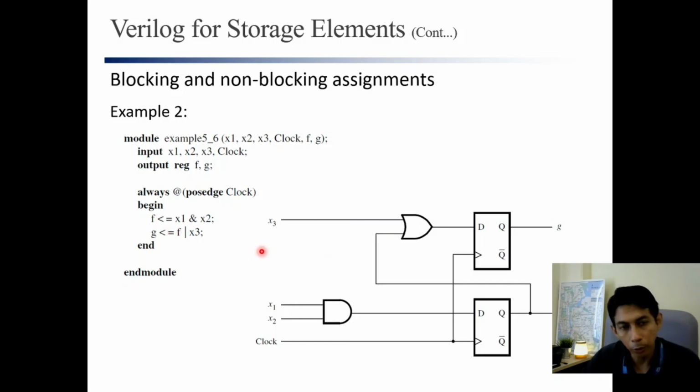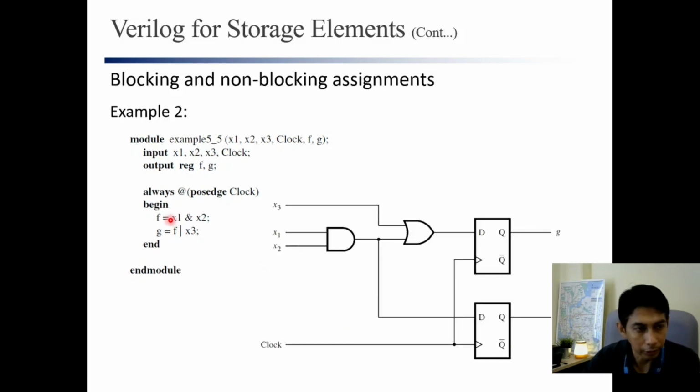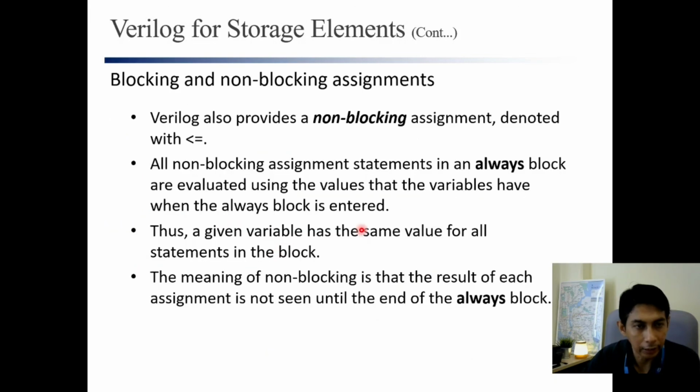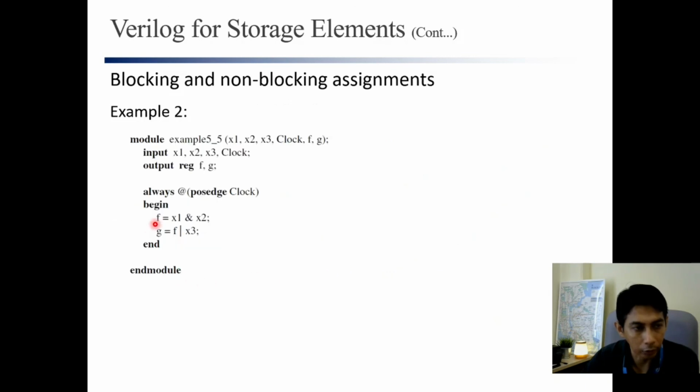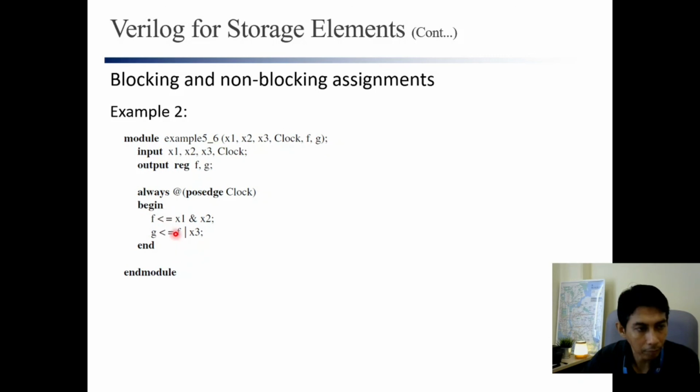But if we want to model the combinational circuit, we are recommended to use blocking assignment, just like we did in designing our decoder, our adder, or whatever combinational circuit. But when you design the sequential circuit like this, you are strongly recommended to use non-blocking assignment like this.